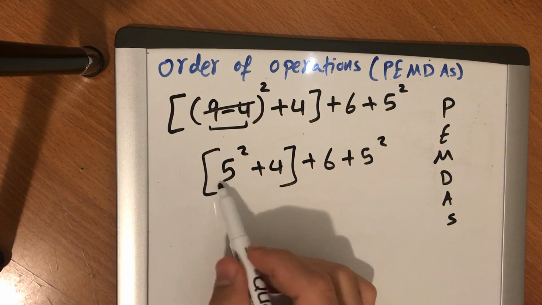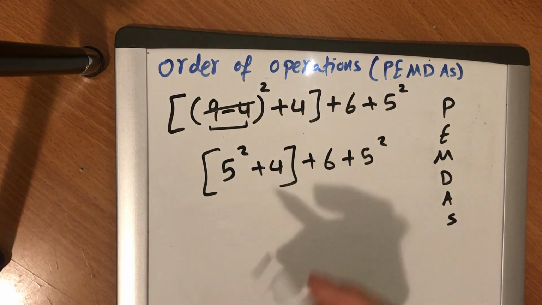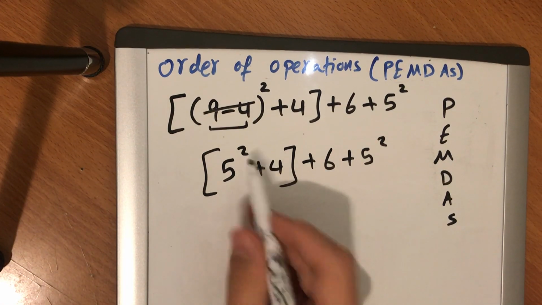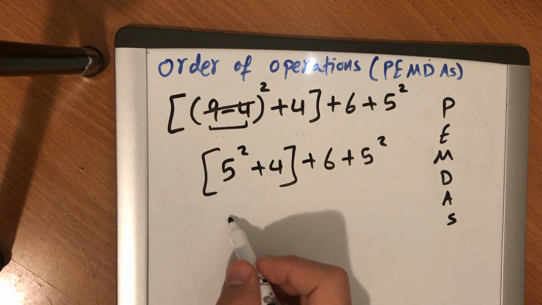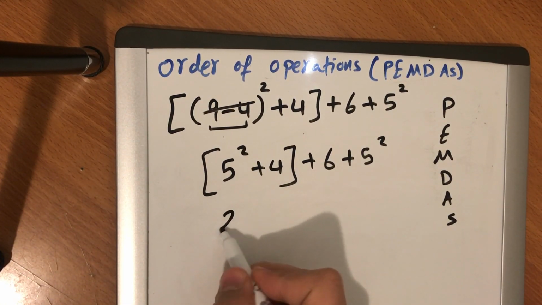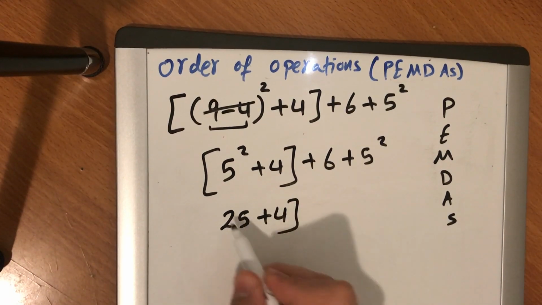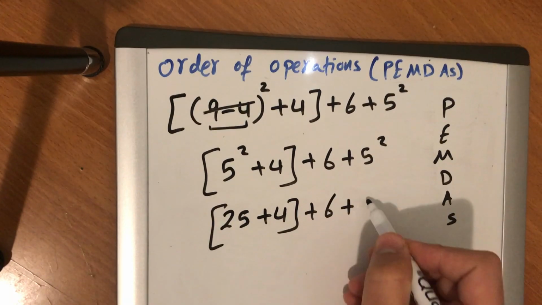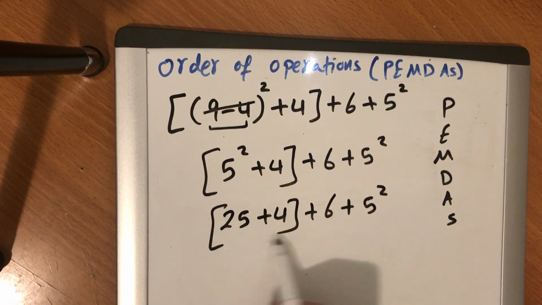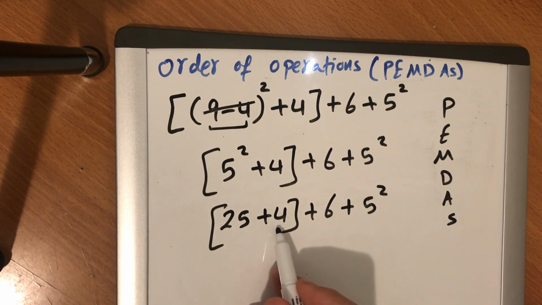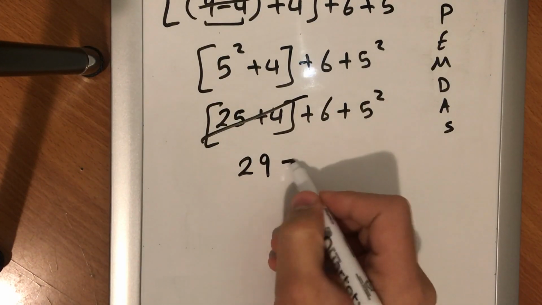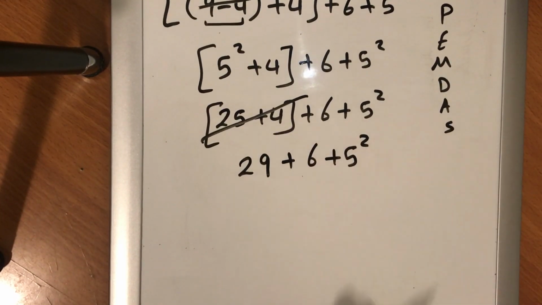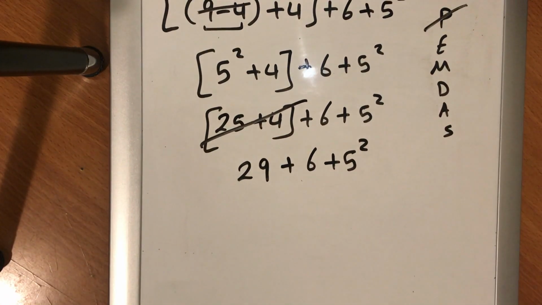So inside of the parentheses, I have two operations. I have addition and I have exponents. Well, exponents always come in before addition, so I have to get rid of this. 5 to the second power, well, that's just a 5 times a 5, which is 25 plus 4 plus 6 plus 5 to the second power. Hey, the parentheses are still hanging out here, so to get rid of them, I must do the operation inside. 25 plus 4, that gives me 29 plus 6 plus 5 to the second power. Now parentheses are gone for good.